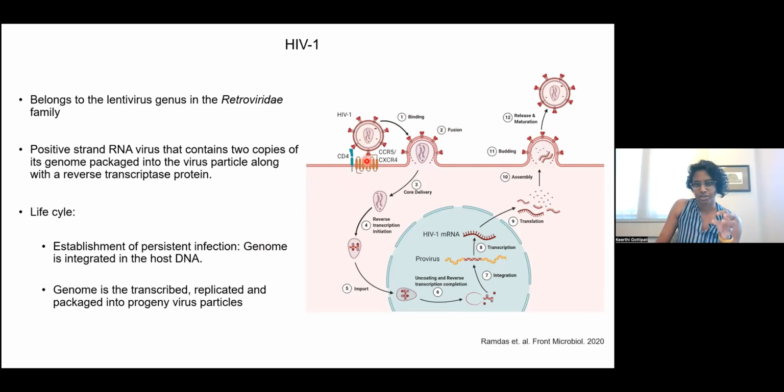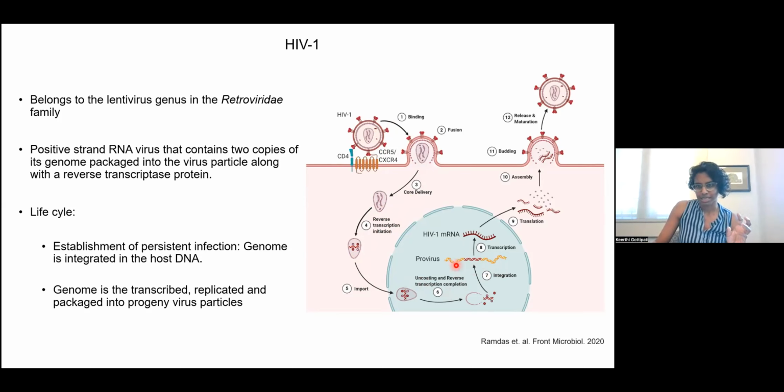So the virus initially recognizes the receptors on the cells. It is endocytosed. The membrane of HIV fuses with the cellular membrane. The genome is delivered into the cytoplasm as a nucleocapsid core. Once the genome is delivered, the positive strand RNA is reverse transcribed, and you have the formation of the double-stranded DNA, which is translocated into the nucleus. The double-stranded DNA is then integrated into the host genome. That's when you have the establishment of persistent infection.